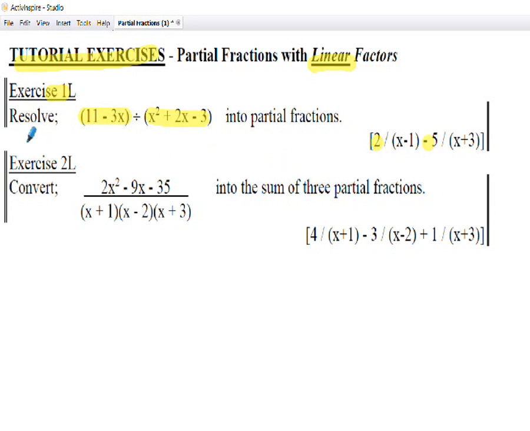And in exercise 2, you've got another linear factor problem. It's actually already factorised on the bottom. You have 3 linear factors here, and you can expand that as a over x plus 1 plus b over x minus 2 plus c over x plus 3. And again, you can see the constants here given to us in the answer. Again, I'll let you play with those and see how you get on with them.